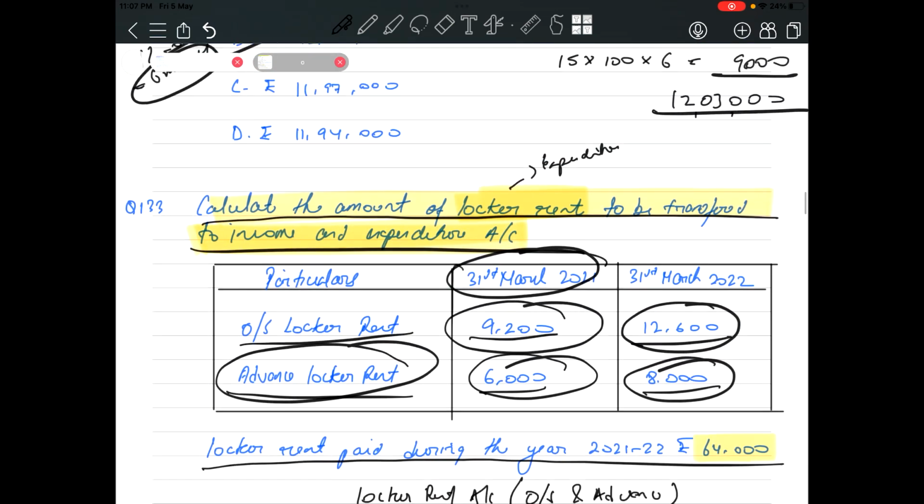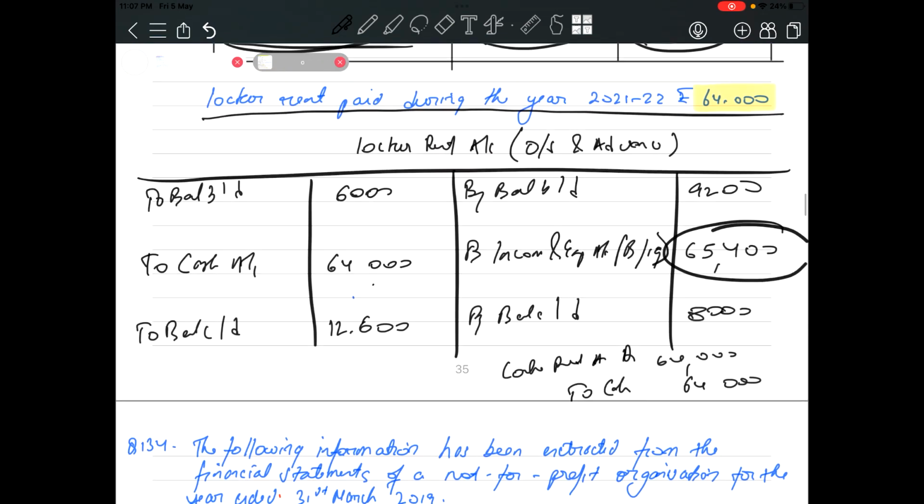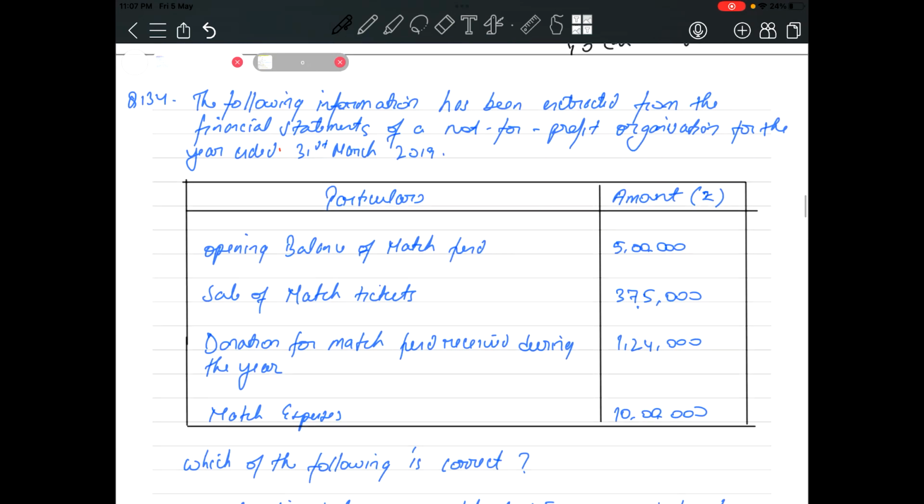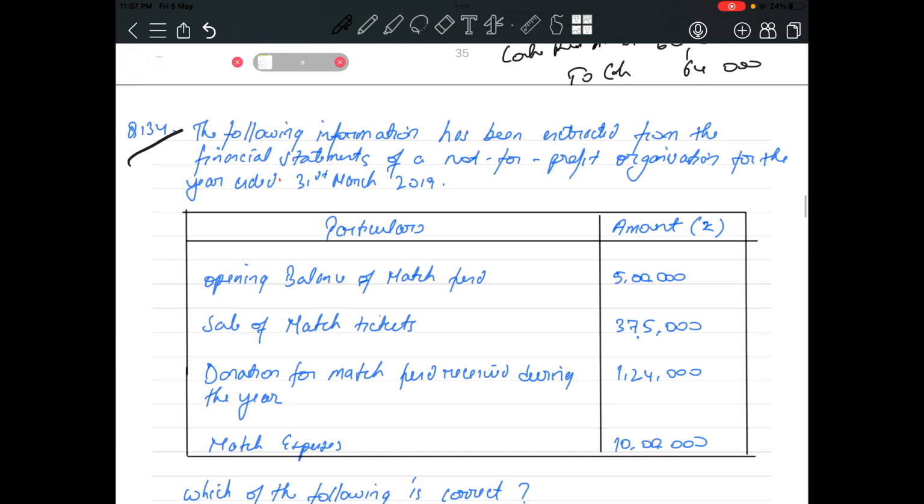So this is the answer for question number 133. You pause the video and note it down. Now let's see question number 134.